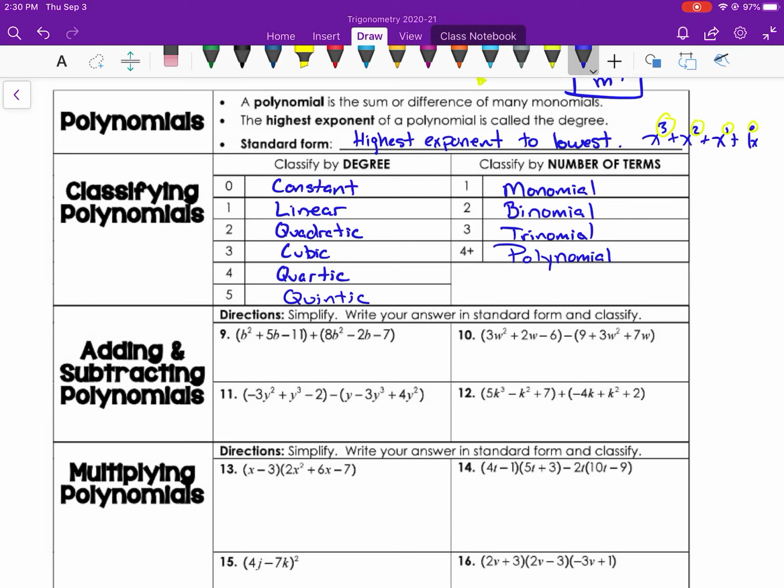Our next few parts, we're going to add, we're going to subtract, and then multiply. We're not going to do any dividing until maybe later on, so we're just going to do adding and subtracting. When adding and subtracting, you want to combine like terms. What I do is if it's squared, I put 2 lines under it. If it's to the first power, I put 1. Same thing here, 2 and 1. Now I'm just going to combine like terms. I have 1b squared and 8b squared, which gives me 9b squared. 5b minus 2b gives me positive 3b. And negative 11 plus negative 7 is negative 18.